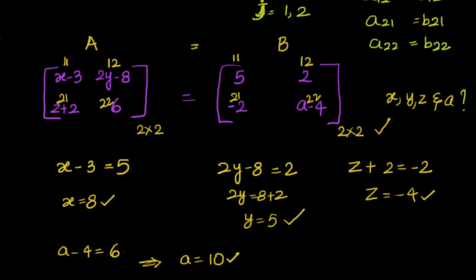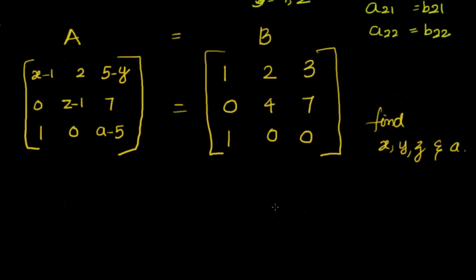Let us do one more example. We have been given that A equal to B, and matrix A has elements x minus 1, 2, 5 minus y in the first row. In the second row you have 0, z minus 1 and 7. In the third row we have 1, 0, a minus 5. We have been told that it's equal to 1, 2, 3 and 0, 4, 7 and 1, 0, 0. Now we have to find the values of x, y, z and a.